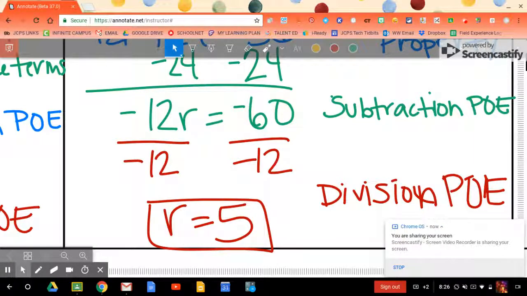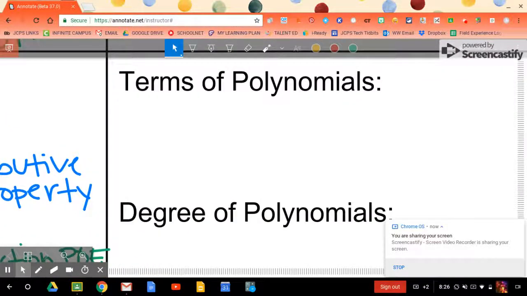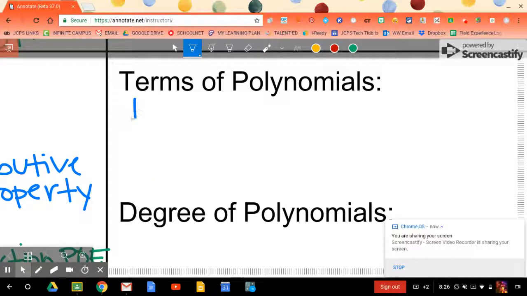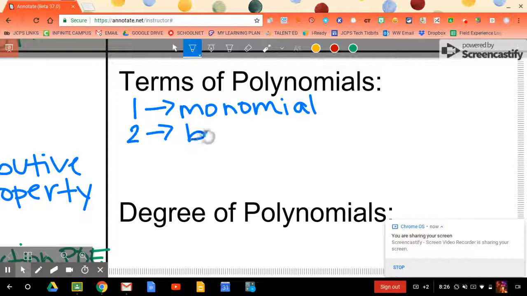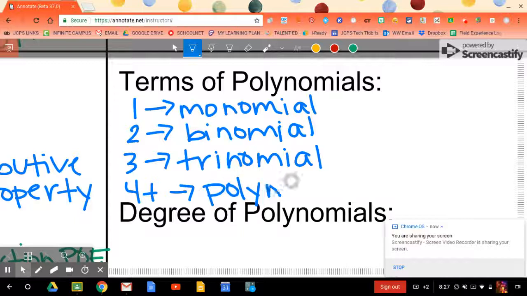Okay, so that is all I have for equations. Now I want to go over our polynomials and the terms for them. The name depends on the number of terms you have. If there is one term, it's a monomial. If it's two terms, it's a binomial. If it's three terms, it's a trinomial. And if it's four or more, so I'm going to put that by a plus sign, it's a polynomial.